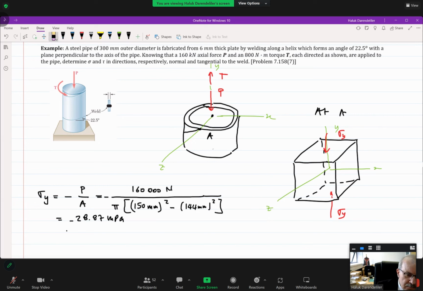Now, there is a torque, as you see on the cross section, right? This torque will create shearing stresses. We know it, right? Okay. Could you tell me the direction of the shearing stress on the cubical element?